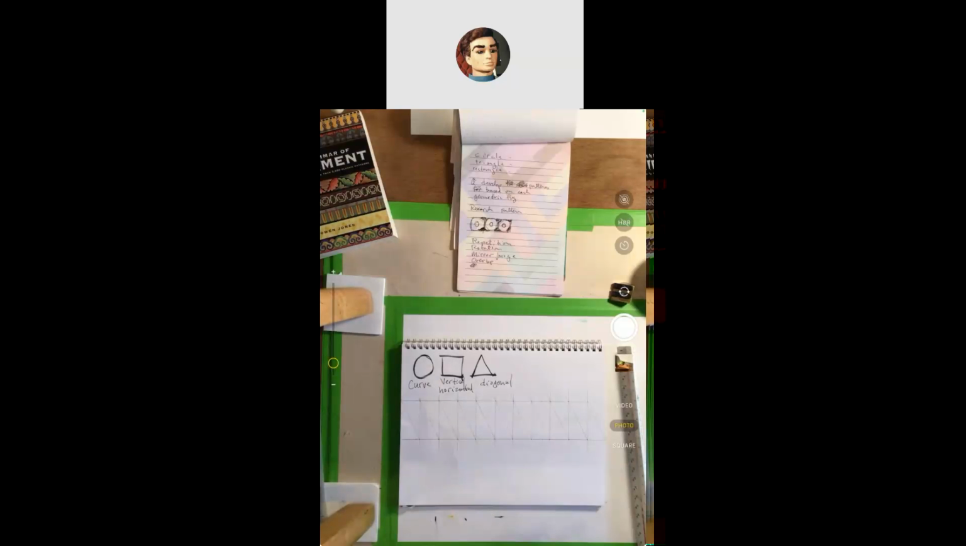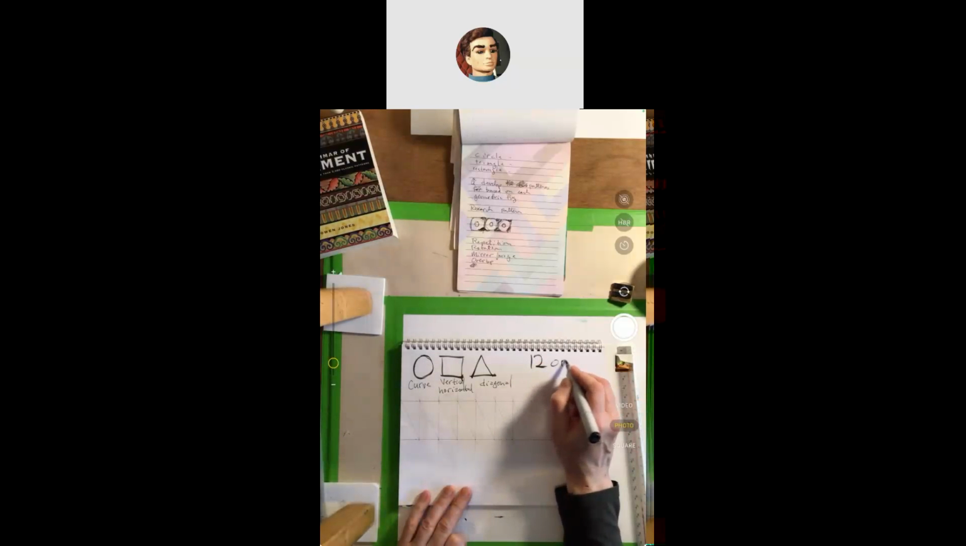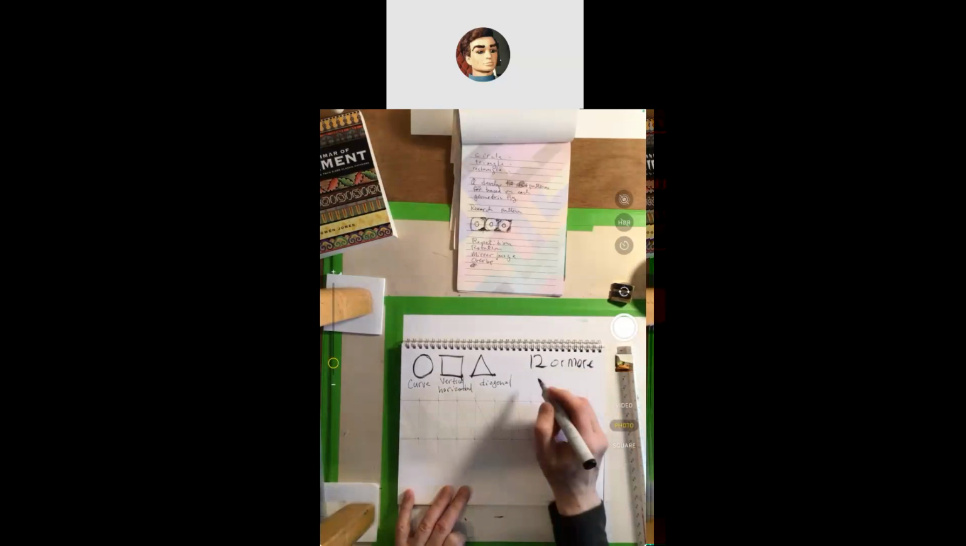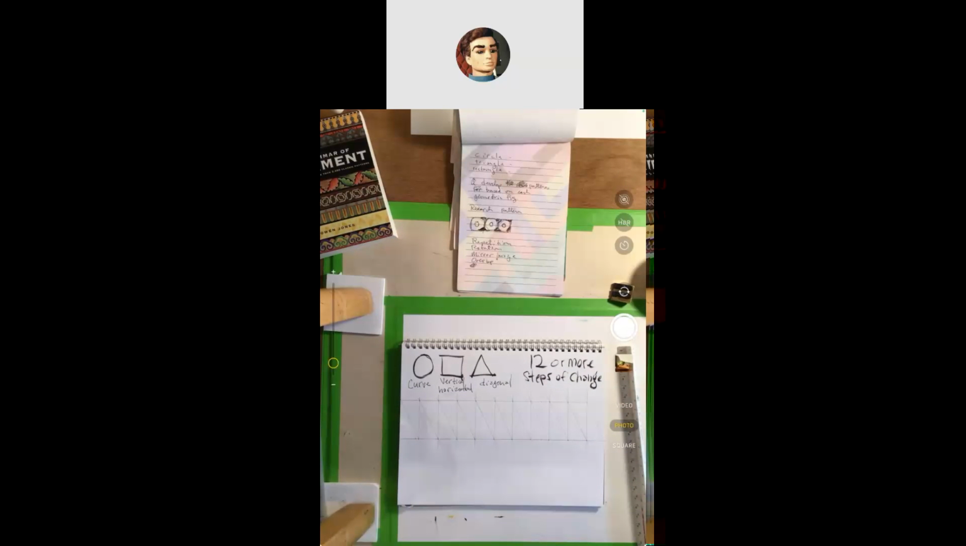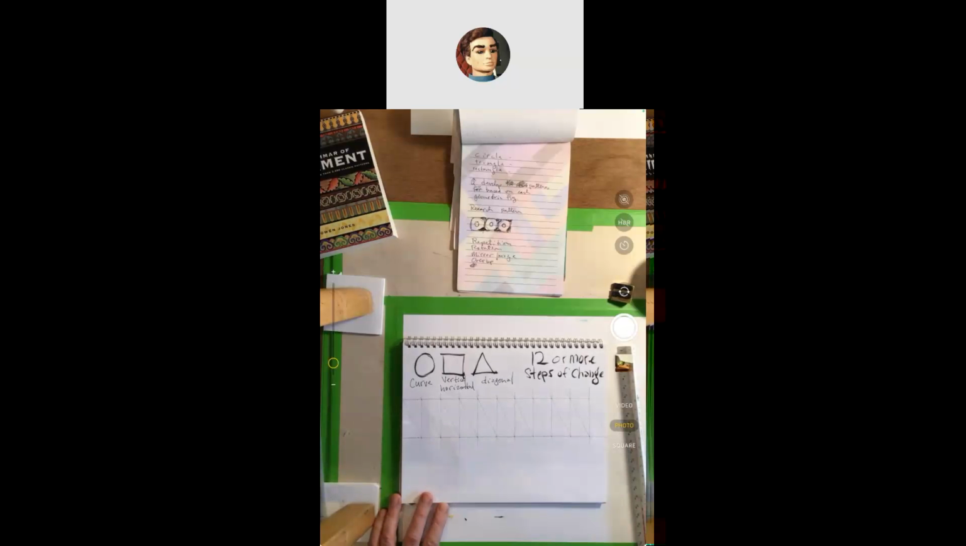I want you to do this pattern in 12 or more steps of change, also known as intervals. Okay? 12 or more steps of change. My example here has 1, 2, 3, 4, 5, 6, 7, 8, 9, 10, 11. Almost. It ran out of room. You'll be able to get the idea here.